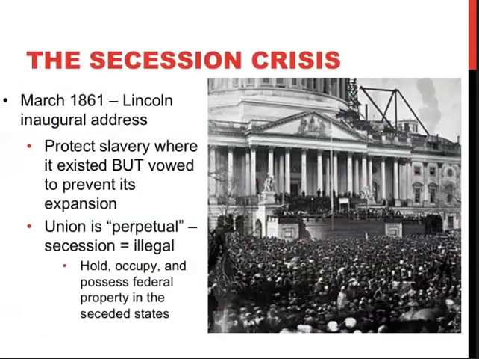Now we have the secession crisis. Here in March 1861, Lincoln gives his inaugural address, his first speech as President of the United States. He says, we will protect slavery where it exists, but he's not going to let it expand. Okay, you have slavery where it is, that's fine, we'll deal with that, but slavery will not expand. He said that the Union is perpetual, meaning we are guaranteed together, and that by those states seceding or leaving, it is illegal. He would hold, occupy, and possess federal property in the seceded states.